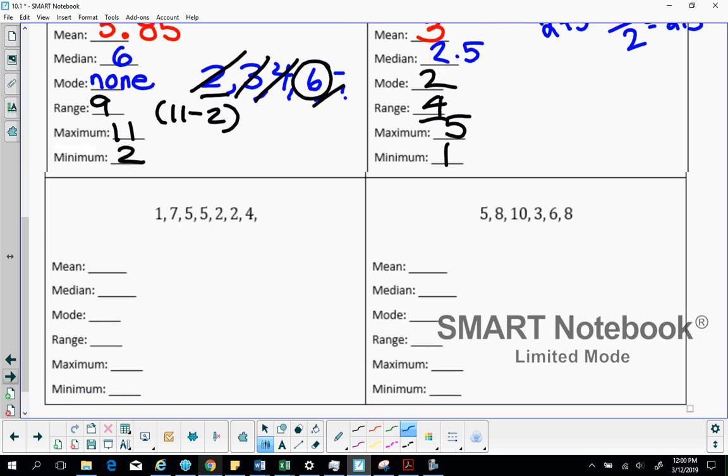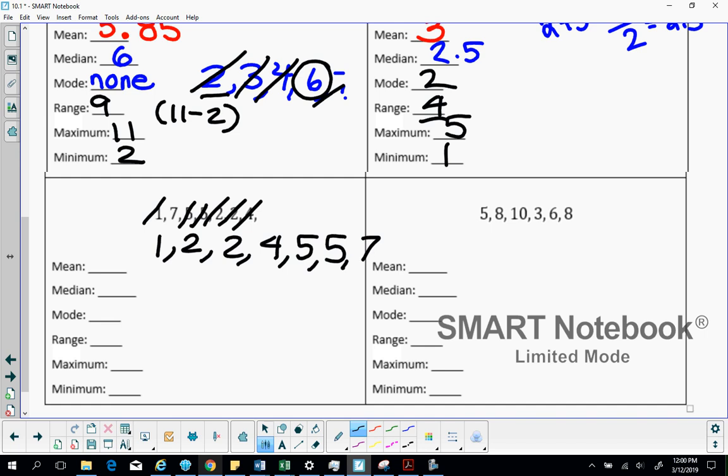So let's try the next one. So let's put them in order. What should the first number be? 1, 1, 2, and cross it out when you're done with it. 2, 4. How many 2s are there? 2. So that's why I cross it out each time. 4, 5, 5, 7.